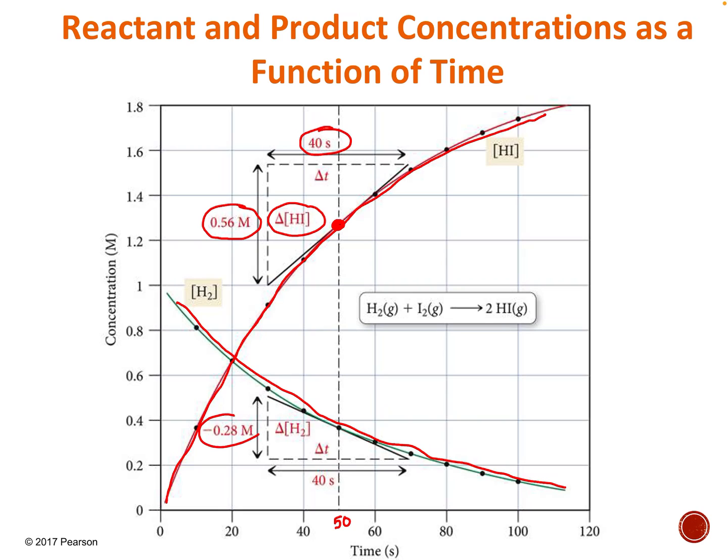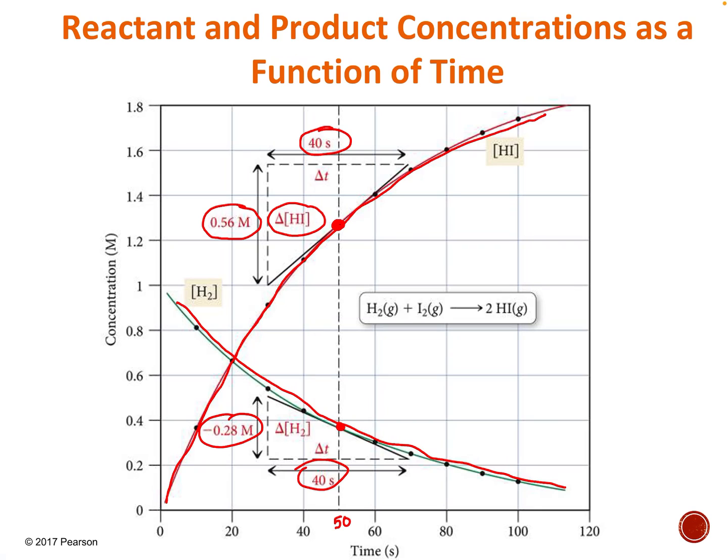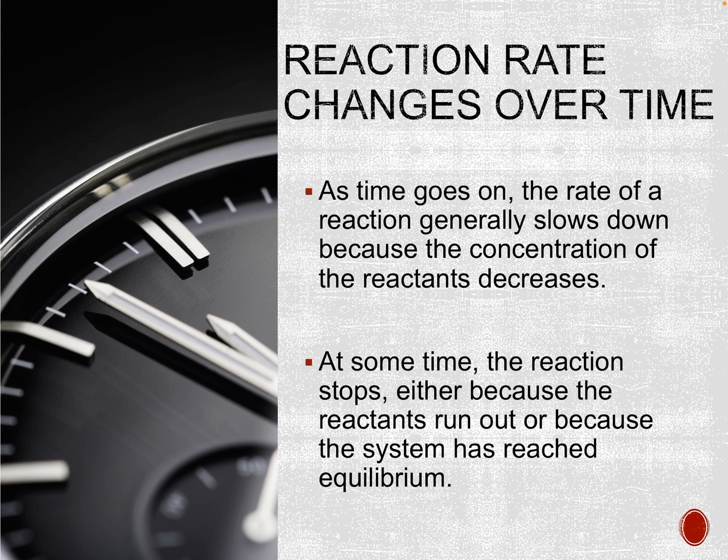And then we would look at this over this to get that instantaneous rate. But it's the slope of the line tangent to the curve at that point. That would be for our instantaneous rate. But as you can see, right, if we look at this particular graph over time, our slope will change. Like up here, our slope is not as steep anymore. It starts to flatten off. So our rates are not constant, okay? Our rates are constantly changing. As the time goes on, the rate of a reaction generally slows down because our concentration of the reactants decreases.